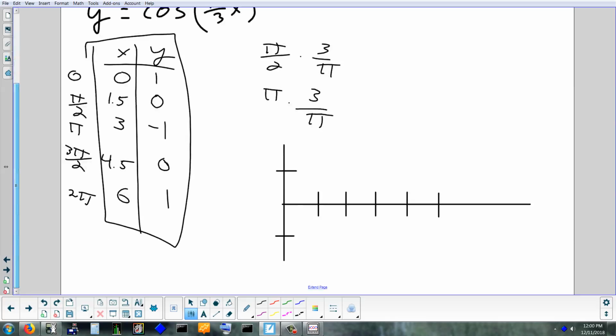I need one more, if I want to go by 1s. I could go by 2s if I was running out of space, but I had enough space. So 1 and -1. And 1, 2, 3, 4, 5, 6. This is the only problem we've done all week that, if you forgot your labels, you wouldn't lose any points, because I would assume you're going by 1s, and that's probably what you should go by here. Even though we've got some halves, that's not an awful number to graph. So you got 0, 1, 1.5, 0, 3, -1, 4.5, you're back at 0, and 6, 1.